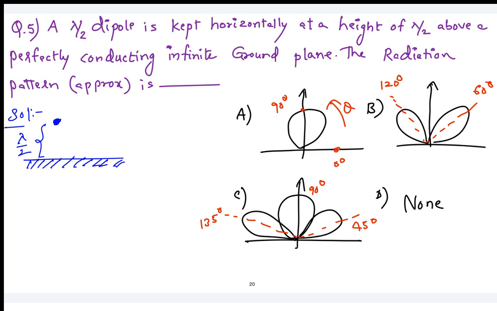How? Because whatever electric field is generated is going to be reflected back, because it is a conducting ground plane. So the same method of images can be applied here. Will you agree with me? Any electric field hitting a conductor gets reflected back. This can be done by taking one image source which is below the ground plane, at the same distance, lambda by 2. If this is charged positive, what will happen? This has to be negative as per the method of images.